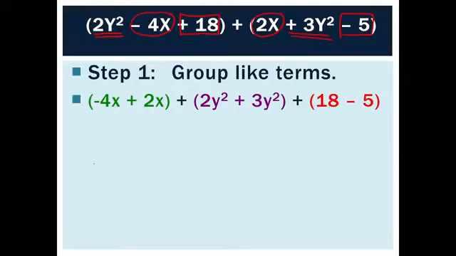Okay? Now, negative 4x plus 2x. How much is negative 4x plus 2x? 2. Very good. Negative 2. That's correct. Negative 2x. What about 2y squared and 3y squared? Okay, very good. 5y squared. What about 18 and negative 5?